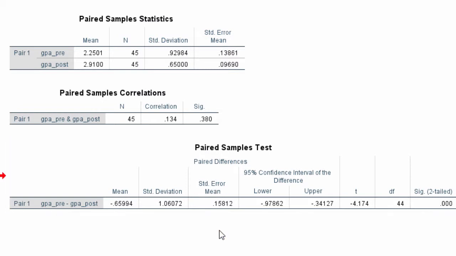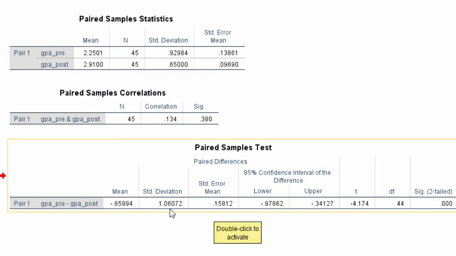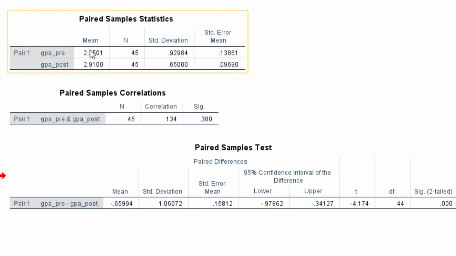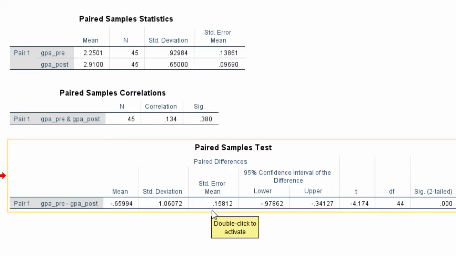Then we get the actual core of the analysis in the paired differences table, and we can see that the mean difference was equal to negative 0.65994. So that's the difference between this mean and that mean, and the standard deviation of the difference scores. So the average difference across all 45 cases from pre to post, the standard deviation is 1.06. And the standard error of the mean difference scores is equal to 0.158. Another way to think about it is that the difference between these two means has a standard error of the mean difference equal to 0.158.